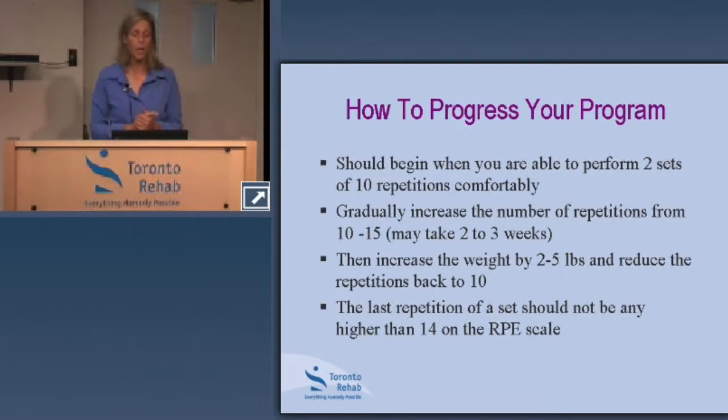That's 2 circuits. Once you're comfortable with 2 circuits, you'll gradually start to increase the number of repetitions. So you'll be going from 10 repetitions gradually up to 15 repetitions, and that might take 2 or 3 weeks. You just do that as you feel comfortable. Once you can do 2 circuits of 15 repetitions comfortably, so it doesn't feel really hard or you're not struggling and straining to lift that last repetition, then you're ready to increase the weight by 2 or 5 pounds or whatever the next weight up is, and you drop down to 10 repetitions.